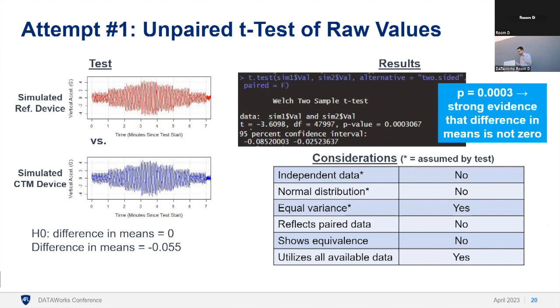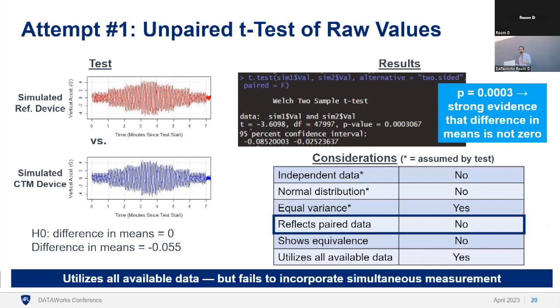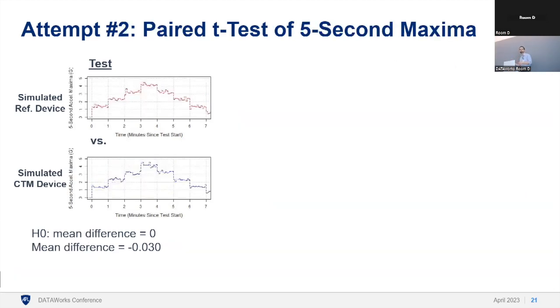So for instance, with this test, this is sort of step 0, looking at this t-test of the unpaired data. We're just lumping together all the values from each time series into 2 piles, and treating them as separate samples. So this utilizes all the available data, but it fails to incorporate the fact that we're comparing 2 samples that have been tracking the same experiment, so they're being measured simultaneously.